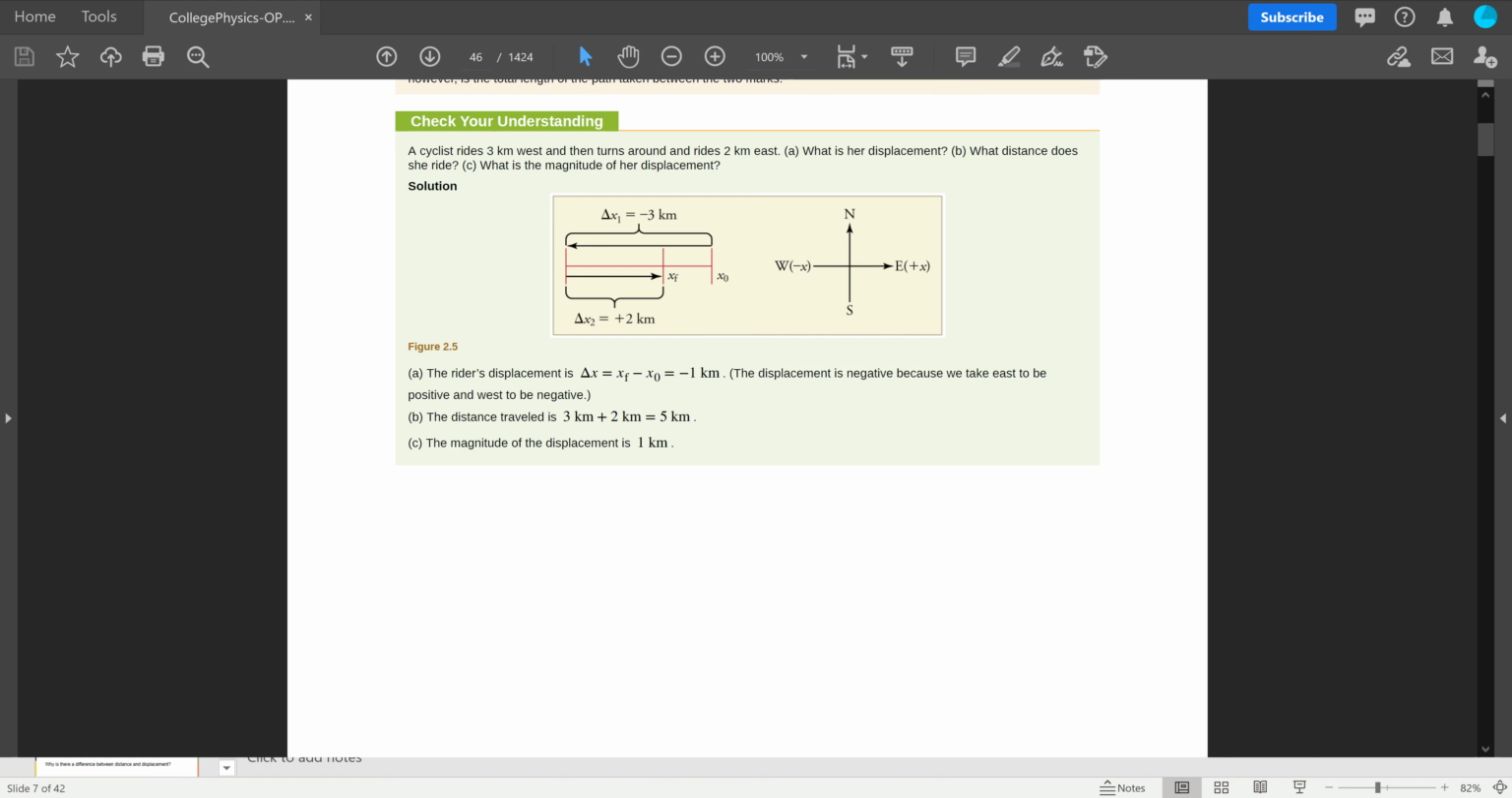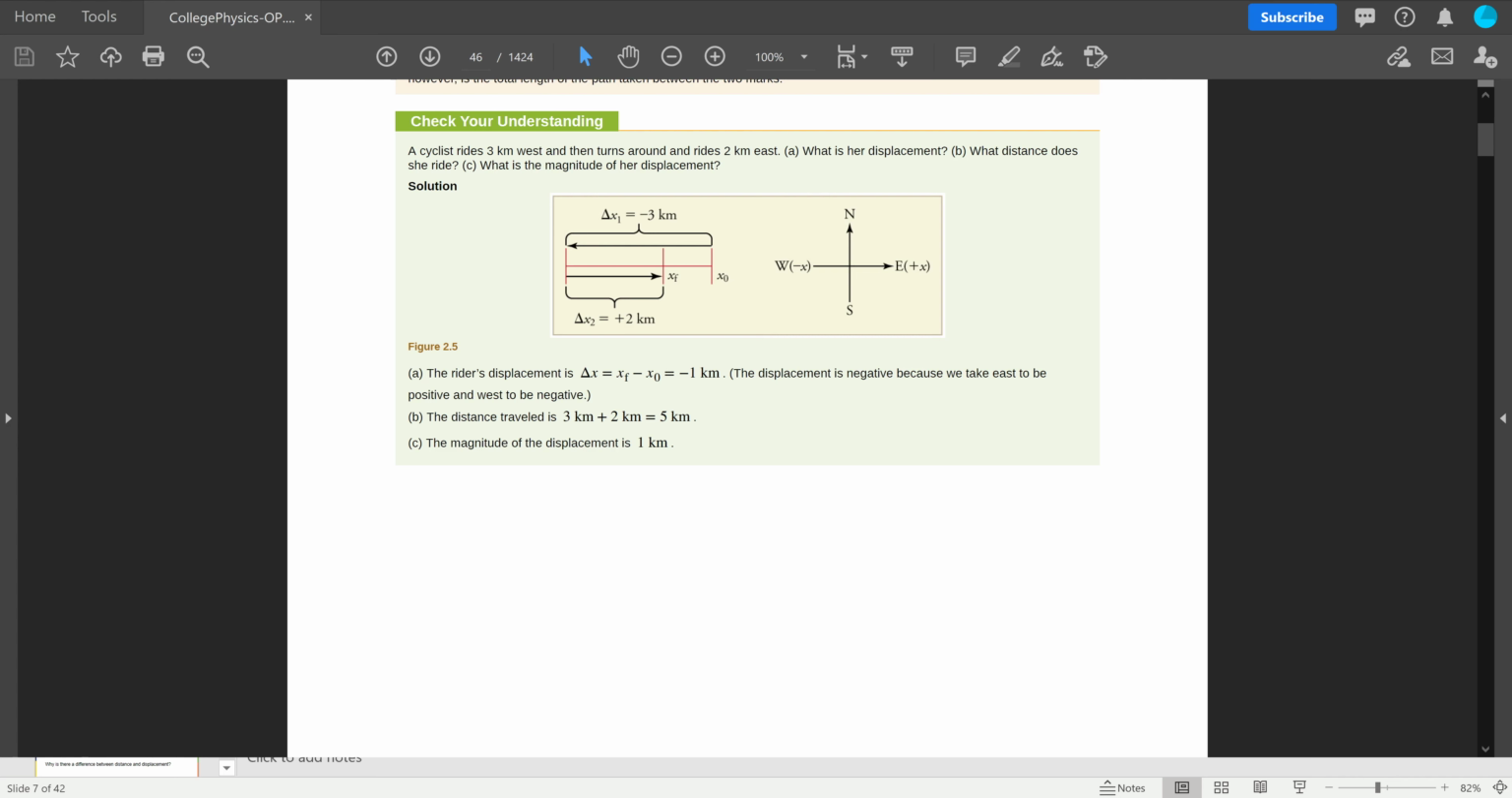So here, for A, we are worried about her displacement. We are worried about where she started and where she ended. Remember, displacement does not depend on what path she took. So we do know that she went 3 kilometers to the west and then came back 2 kilometers east. So our displacement here is -1 kilometer. She's only 1 kilometer away from her initial position in the west direction. So here in the compass, as you see, west is in the negative direction. So that's why that negative gets tagged along with this answer.